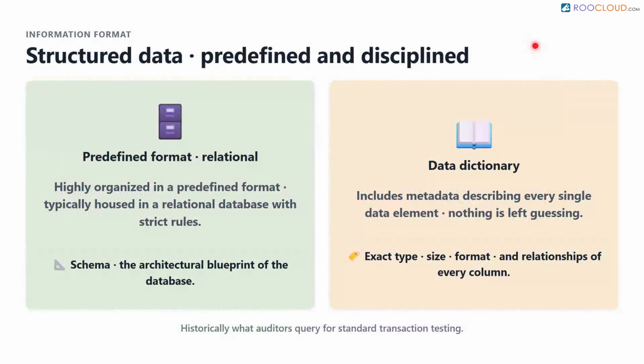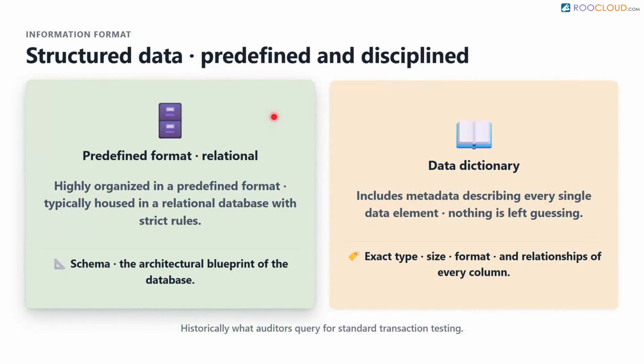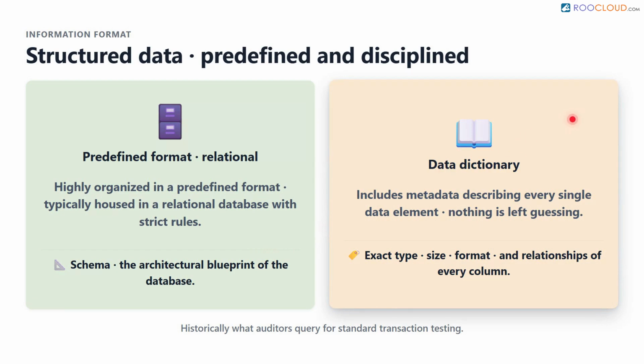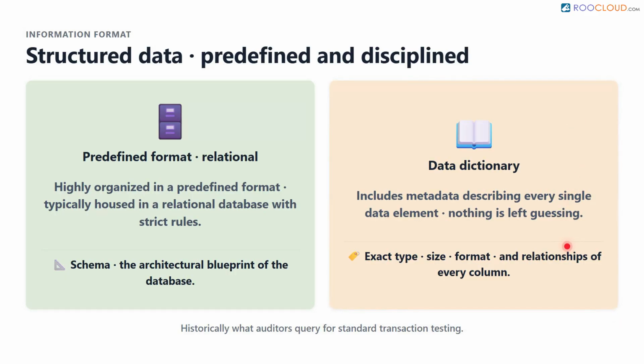On the other hand, structured data is highly organized in a predefined format, typically housed in a relational database. It comes with a schema, which is essentially the architectural blueprint of the database. It also usually includes a data dictionary that lists metadata describing the exact type, size, format, and relationships of every single data element. Historically, auditors query this structured data for standard transaction testing.